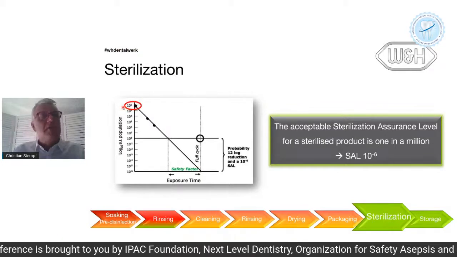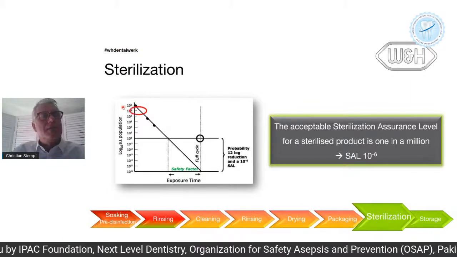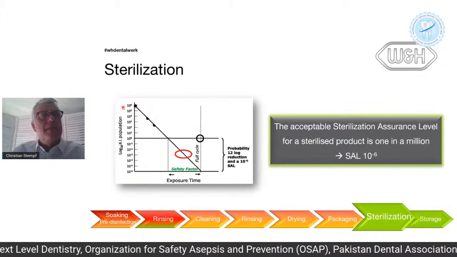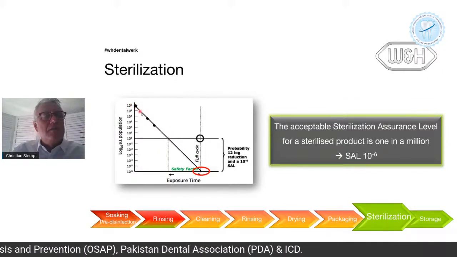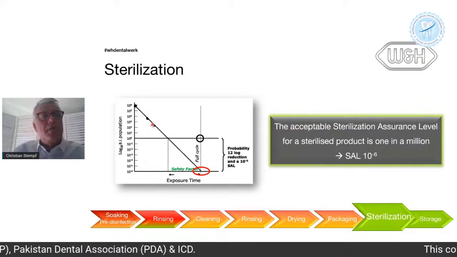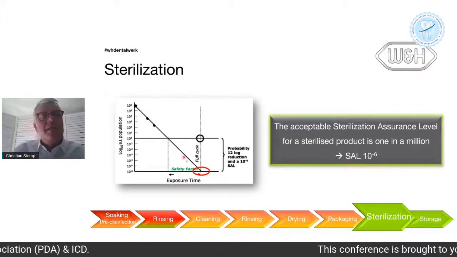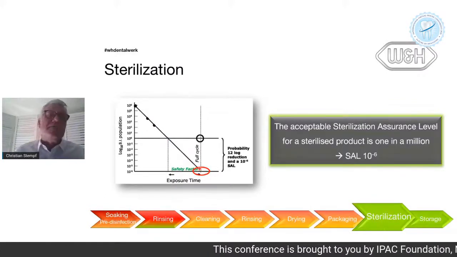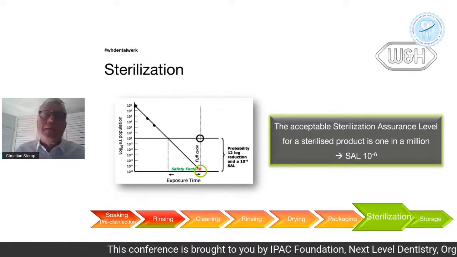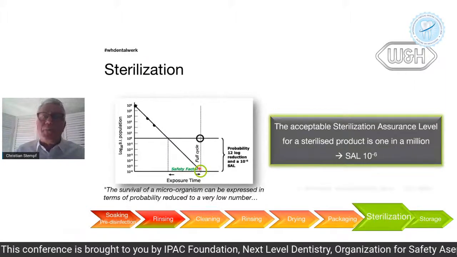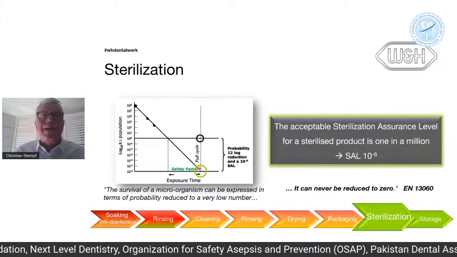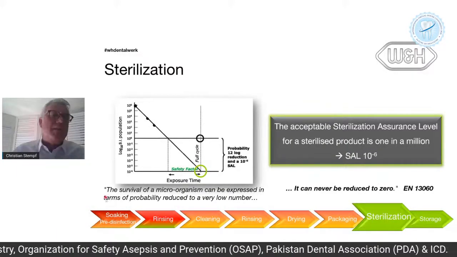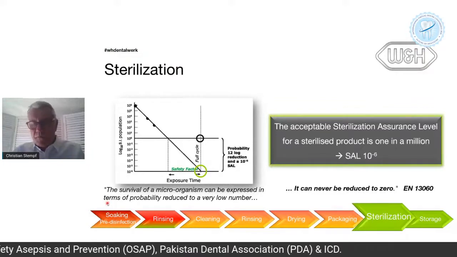contamination from this high level down to 10 to the minus 6. And to help this, it's not the autoclave only. You will have disinfection, which reduces the microbial population, cleaning, and then the autoclave will achieve the last one. But still, it's never going to be zero. You bring it to a low number, but you will still have some survivors. So the better you do the first two steps, the closer to zero.